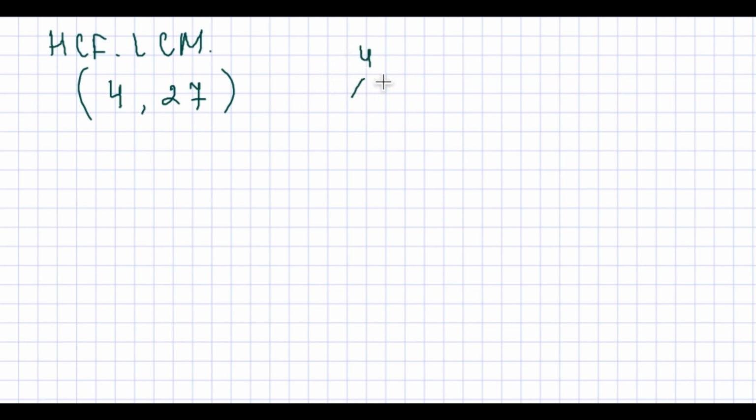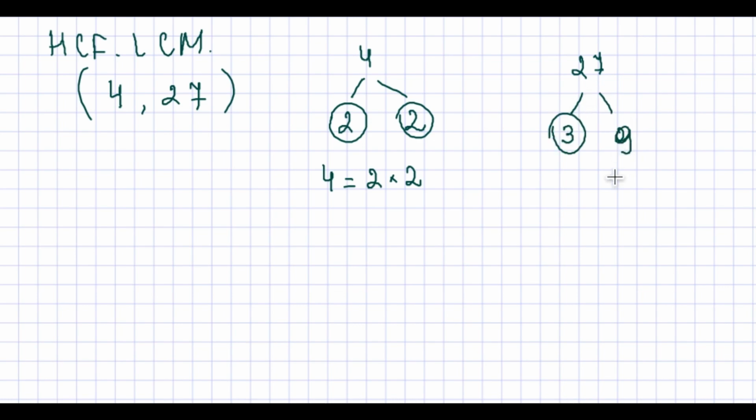If I divide 4 by its prime factors, I will get 2, which are prime numbers. So 4 is 2 times 2. And for 27, this is 3, prime, 9, and it's prime. So 27, I will write as 3 times 3 times 3. So it's 2 times 2, and it's 3 times 3 times 3.